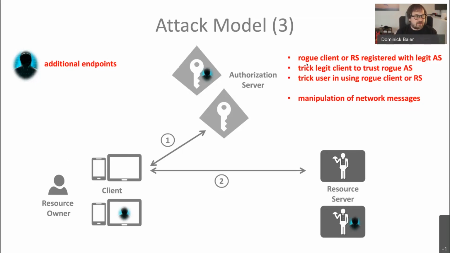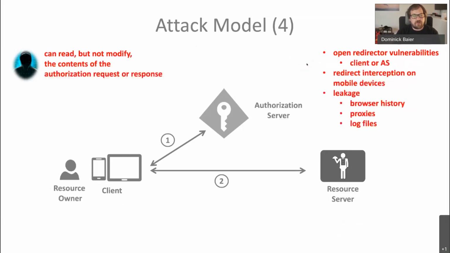I'll show you an example later of that, which is brilliant if you think about it, but also devastating. The good news is that by far the most attacks just happen because of plain programming mistakes. So by far the biggest group of attacks are basically where the attacker can read but not modify the contents of the authorization request or response. And that might be enough to compromise the system if they are clever enough, right?